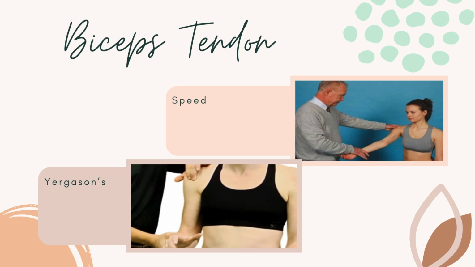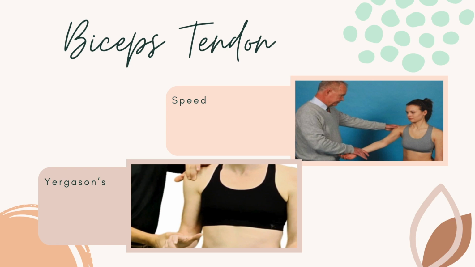Yergason's: the patient's elbow will be flexed to 90 and stabilized against the trunk and forearm. It begins in a pronated position, so starting with their palm down, and you will be palpating over the bicipital groove. The patient is asked to supinate the forearm against manual resistance. So you have one hand at the top of the bicipital groove, and one hand on the forearm providing manual resistance against their supination.